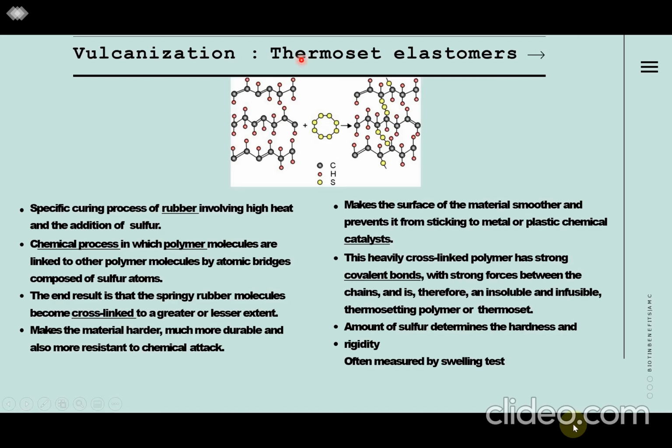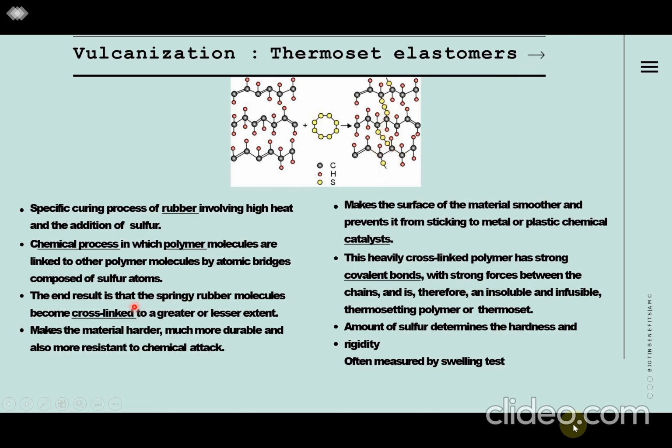Vulcanization is one type of cross-linking process, which gives you a thermoset elastomer. Once you treat it with chemicals and heat, you cannot get back the original starting material. It will permanently become a thermoset product. Vulcanization is the specific curing process of rubber, involving high heat and sulfur. In this chemical process, polymer molecules are linked to other chains by atomic bridges composed of sulfur atoms.